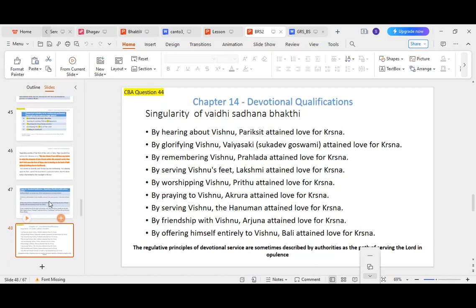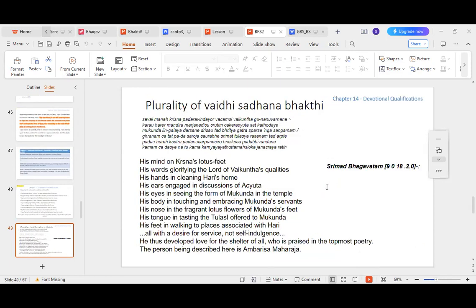Then what is plurality? It is the other way. The most important thing is the regulative principles by which it will be completed. For example, plurality is through Ambarish Maharaj. Whatever be the angas, whatever be the ways, everything is channelized to one particular focused attention. That is where it is called plurality of Vaidhi Sadhana Bhakti.